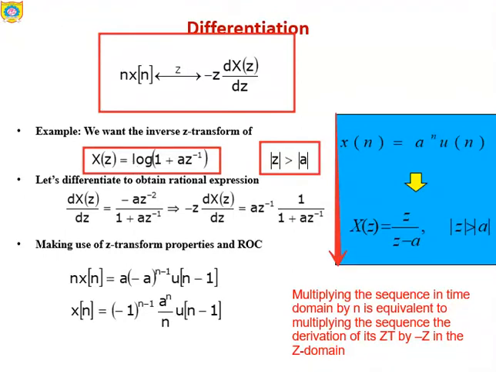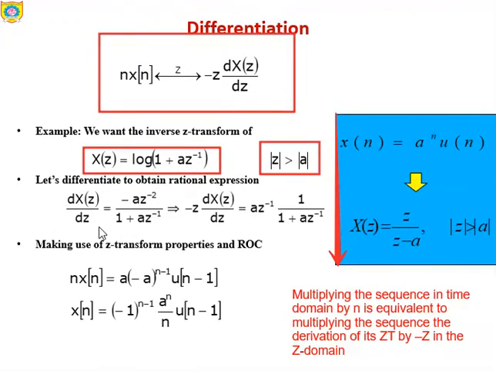So how to do it? We are going to prove this right hand side, that is d by dz of X of z. X of z is already given to us, so let's find out its differentiation. So d by dz of X of z will give, obviously, log of 1 plus az inverse, which is log x in short.